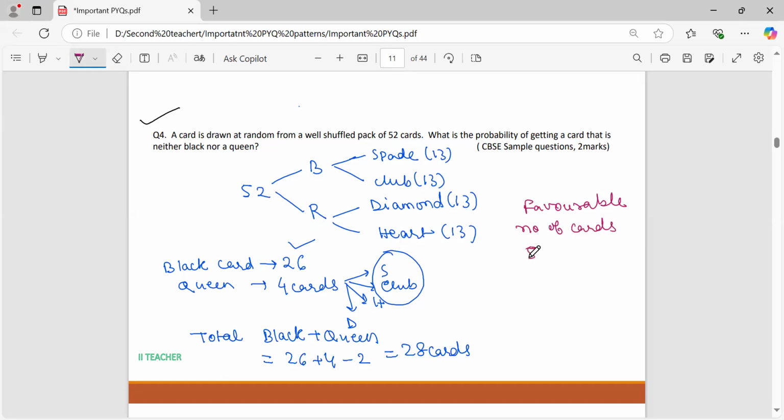Favorable number of cards is 52 minus 28, that is 24 cards. So then my probability of this particular event is nothing but 24 by 52. That is, divide by 6, divide by 4, 6 by 13. This is the probability that I am looking for.